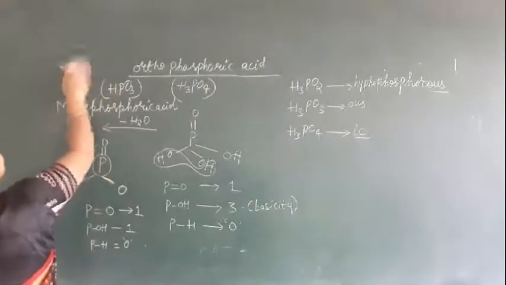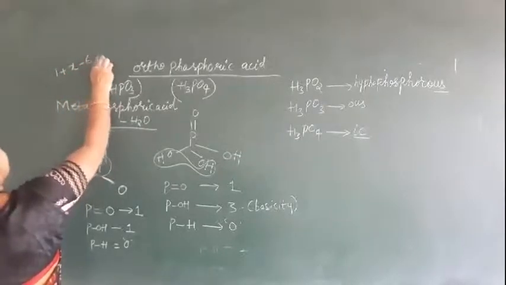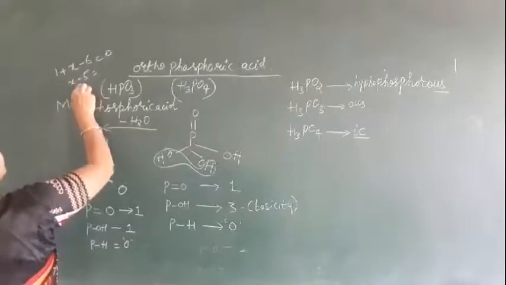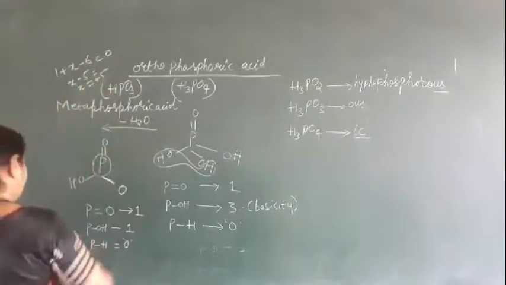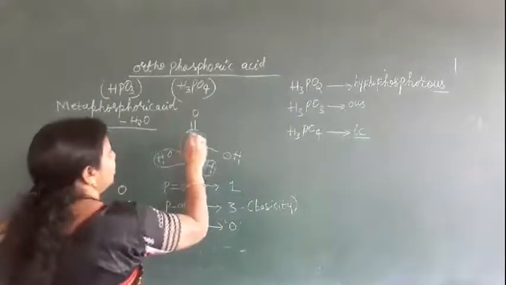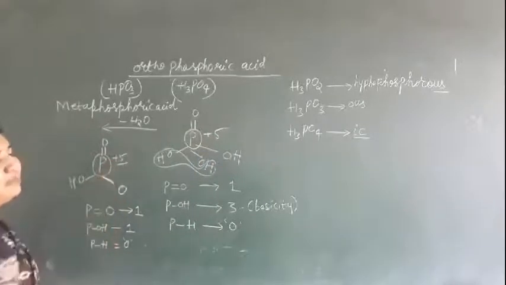This is X. Okay. 1 plus X minus 3 to the 6 is equal to 0. So it is X minus 5 we have here, and so X will be what? +5. So the oxidation state is +5 here. Even in this also the oxidation state will be +5. Here also the oxidation state will be +5.